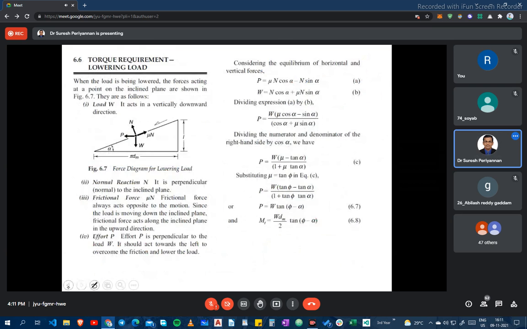Now I come to the next case, the torque requirement for lowering the load. When the load is being lowered, the direction is this.